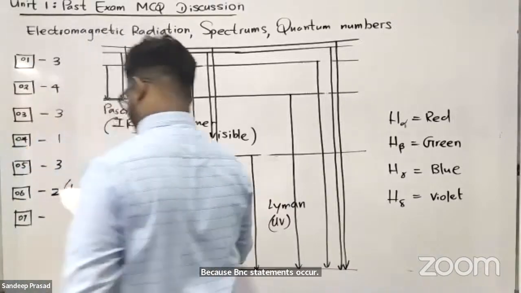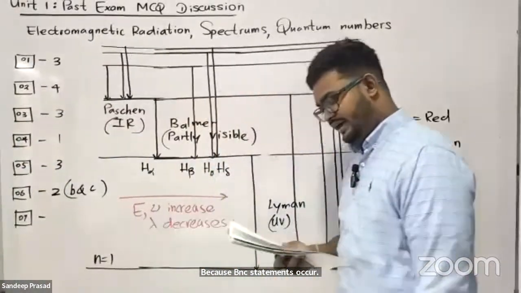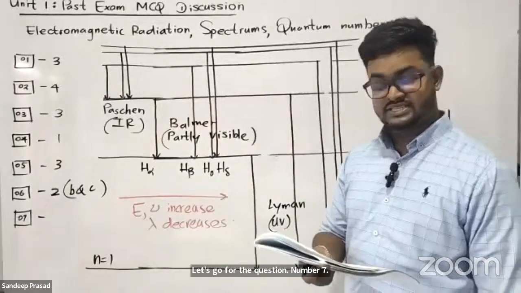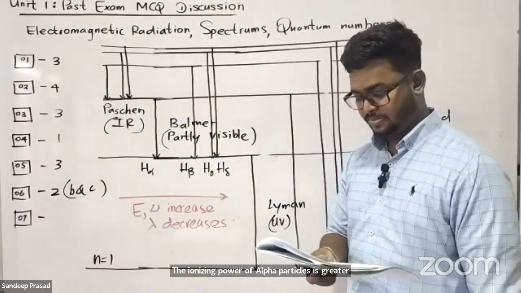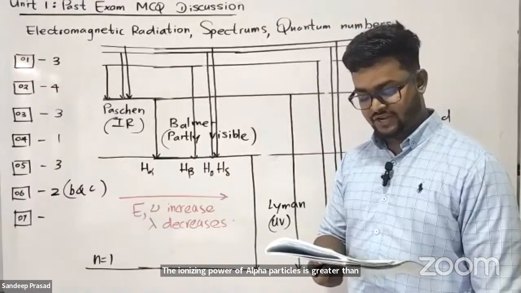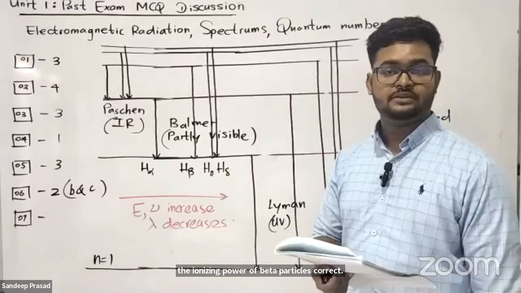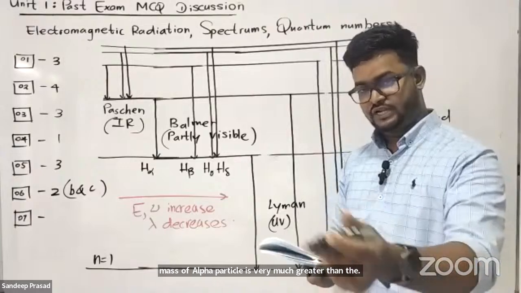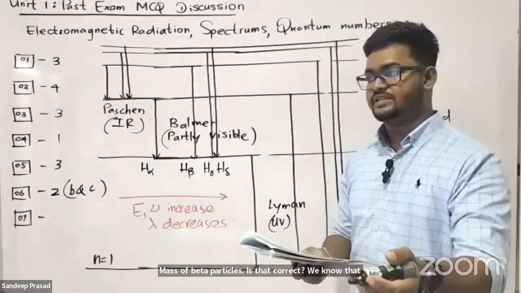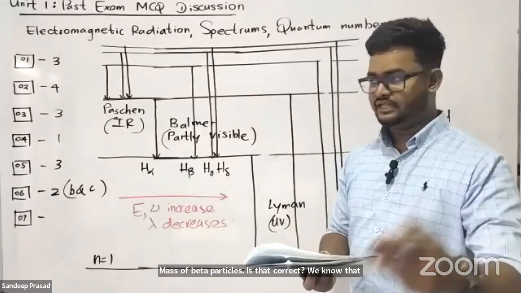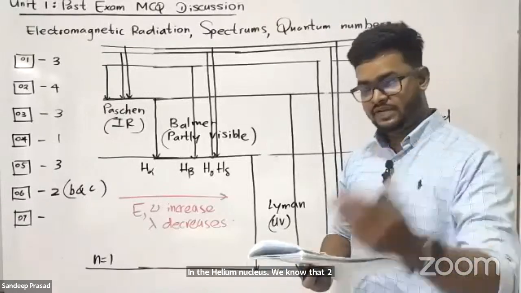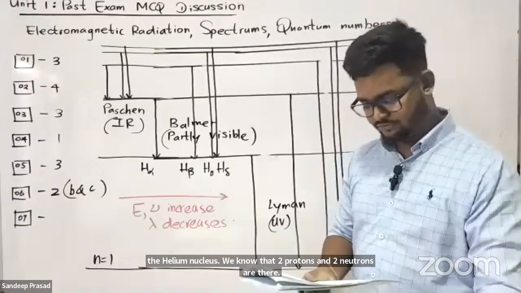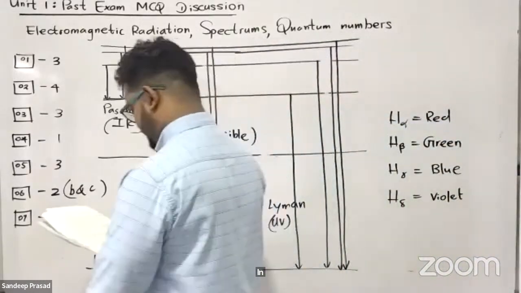Let's go for question number 7. The ionizing power of alpha particles is greater than the ionizing power of beta particles. Correct. The mass of an alpha particle is very much greater than the mass of beta particles. Is that correct? We discussed this one. Alpha particles means helium nucleus. In the helium nucleus, we know that 2 protons and 2 neutrons are there. In a beta particle, we have just an electron. So we can consider that statement is correct.